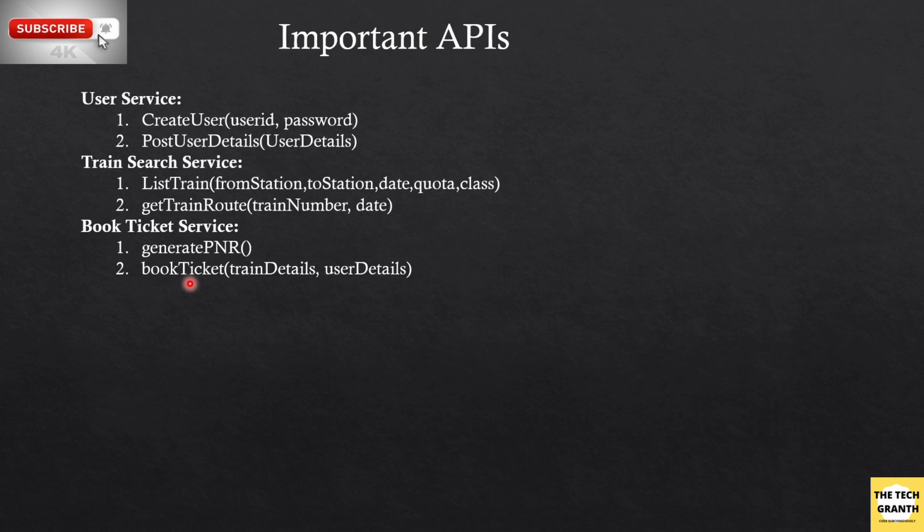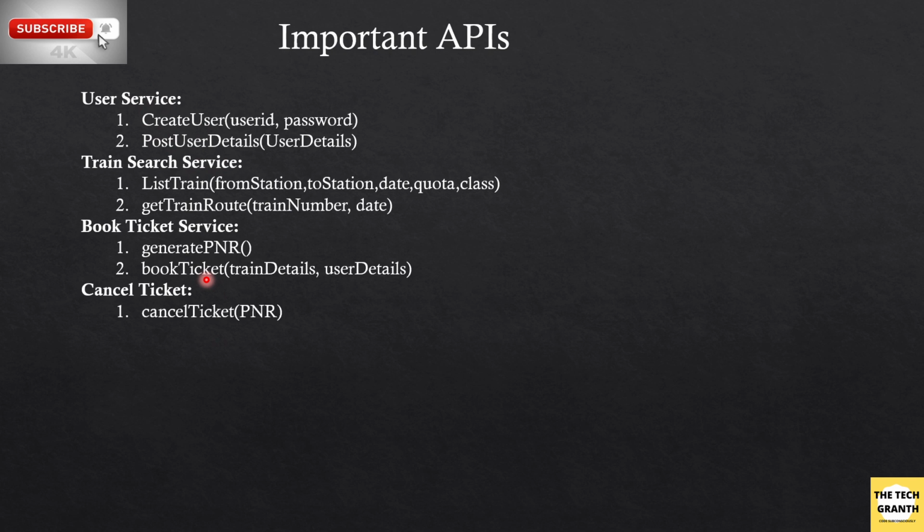The next service is the book ticket service. This book ticket service will take as input the train detail, which you will get from the list train API, so it will be one of the trains from the list that you are getting, and the user detail, which you can pull from your database. So these two things have to be passed, and these two things will be used for booking your ticket.